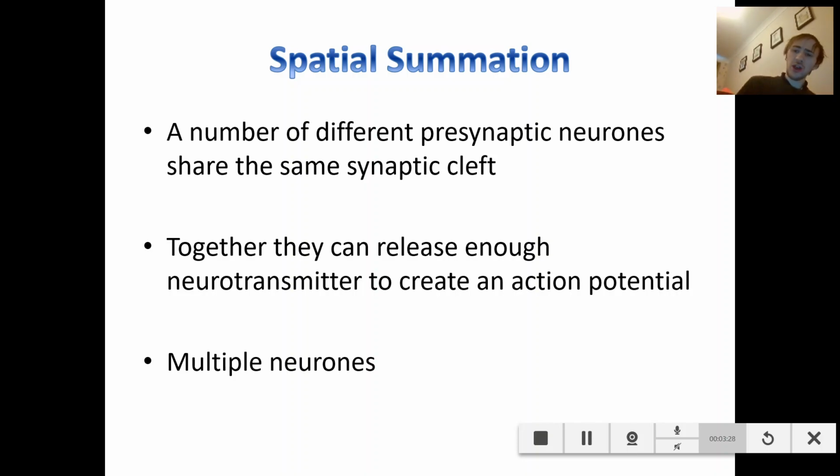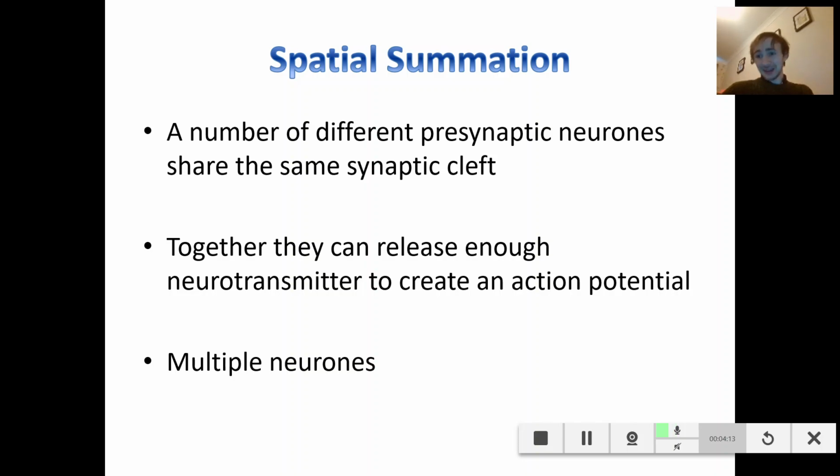So what can happen is that a number of different presynaptic neurons can share the same synaptic cleft. If I was redrawing my diagram, I wouldn't just have one synaptic knob, I would have 3 or 4, all attaching to the same synaptic cleft. And if they are all activated at the same time, they can release enough neurotransmitter to create an action potential. If only one of them is activated at a time, it won't release enough neurotransmitter. But if I get all 3 or 4, then I will get enough neurotransmitter.